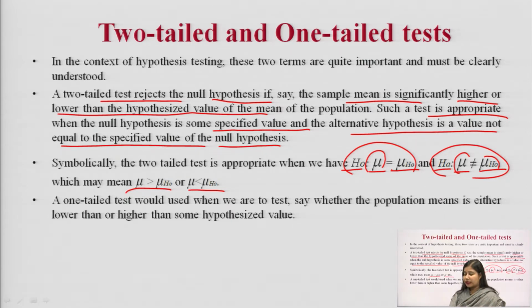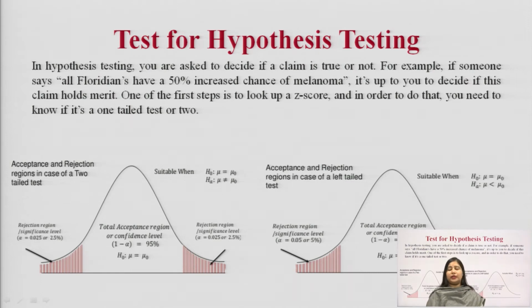And what is happening in the one-tailed test? The one-tailed test is used when we want to test whether the population mean is either lower than or higher than some hypothesized value. We talk about whether it is lower or higher than some hypothesized value, and we should see more briefly here what the test of the hypothesis is.